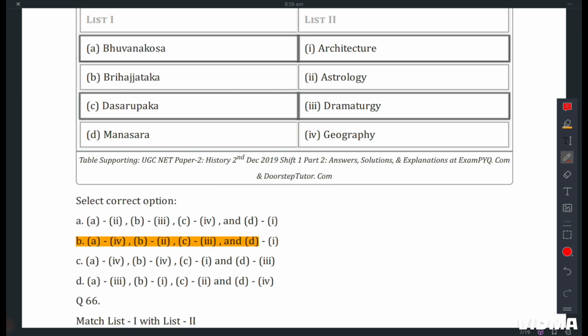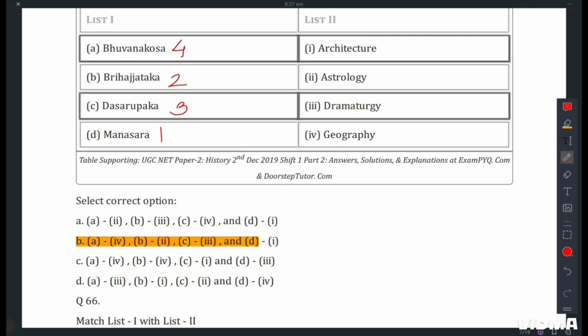Bhuvan Kosa, Bhu यानी कि earth, related to geography. Brihajataka, astrology. Dasarupaka, dramaturgy, and Manasara, architecture. Just note down the books and the authors also. Bhuvana Kosa, it is from the Agni Purana. Okay. Chapter 108 of Agni Purana is the Bhuvana Kosha, the description of universe. Then Brihajataka, written by Varahamihira.